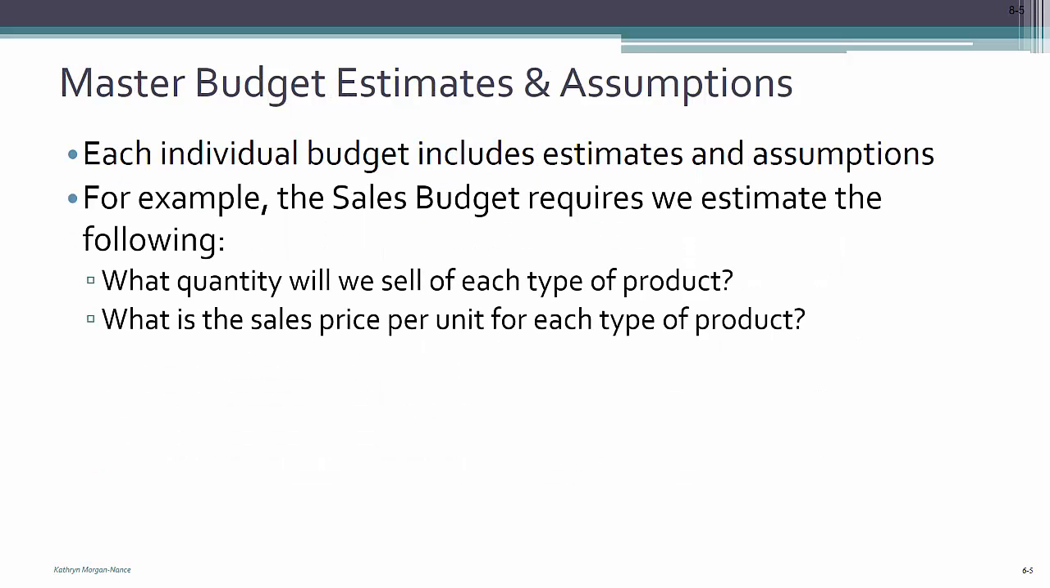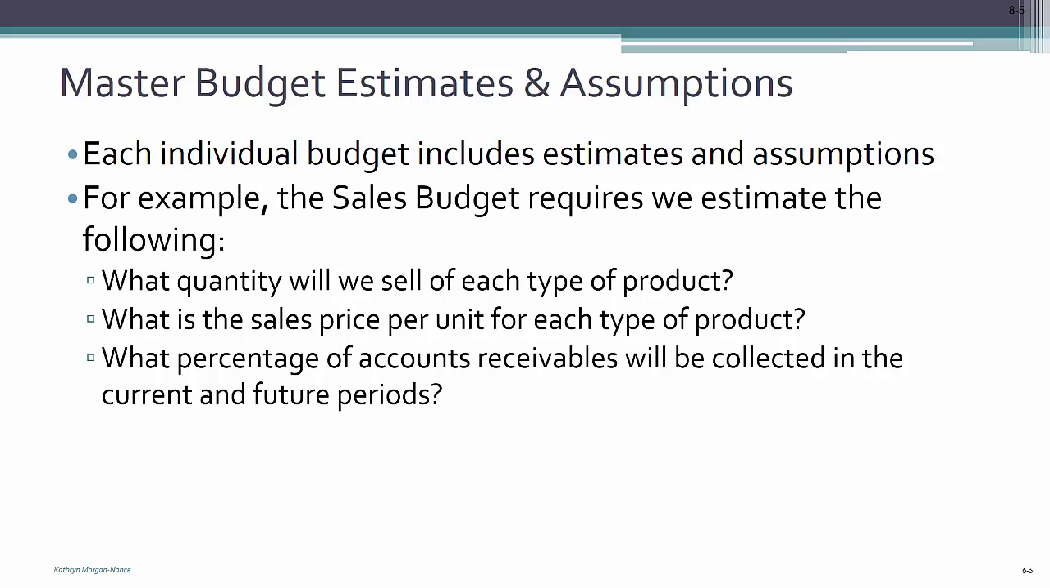Each individual budget requires that the company make a series of estimates and assumptions. For example, the sales budget requires we estimate the following 3 things. What quantity will we sell of each type of product? What is the sales price per unit for each type of product? And what percentage of accounts receivable will be collected in the current and in future periods? The point I'd like to make is that no one has a crystal ball that can forecast the future precisely. The budget doesn't have to be perfect, it just has to be reasonable. We interview the experts in the company and use their best estimates as we prepare the budgets.